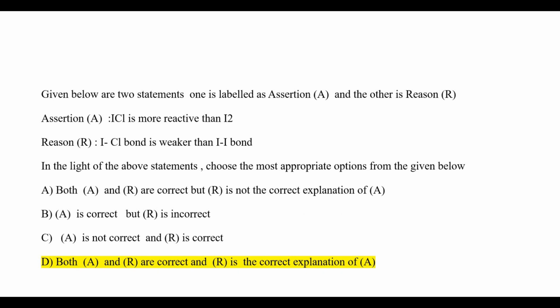Option A is: both A and R are correct, but R is not the correct explanation of A. Option B is: A is correct, but R is incorrect. Option C: A is not correct and R is correct. Option D: both A and R are correct and R is the correct explanation of A.